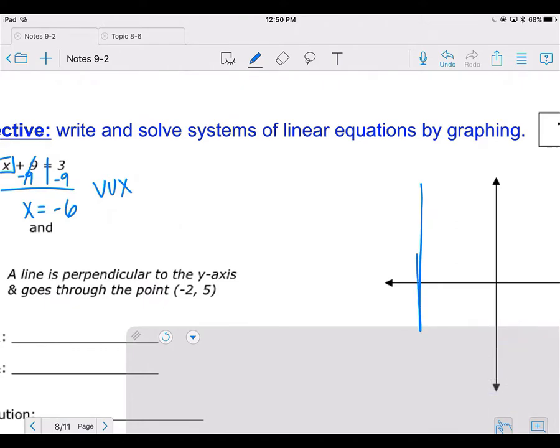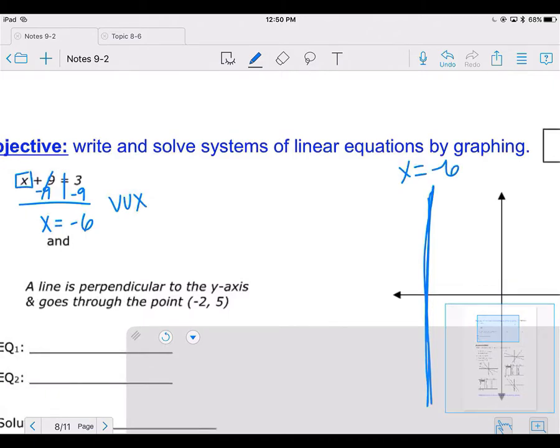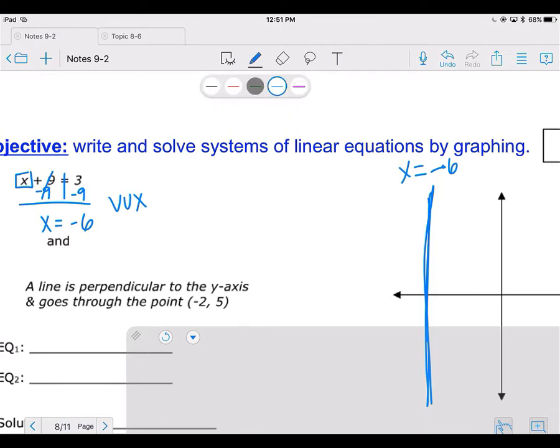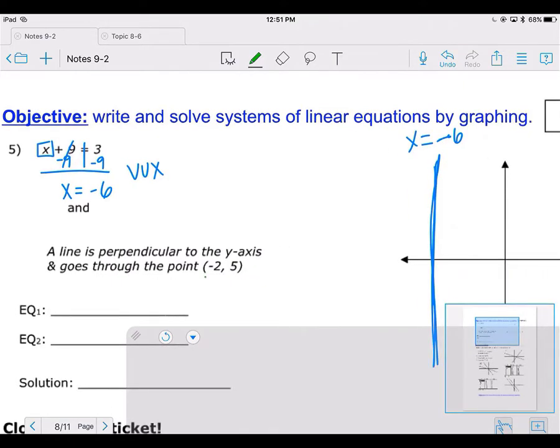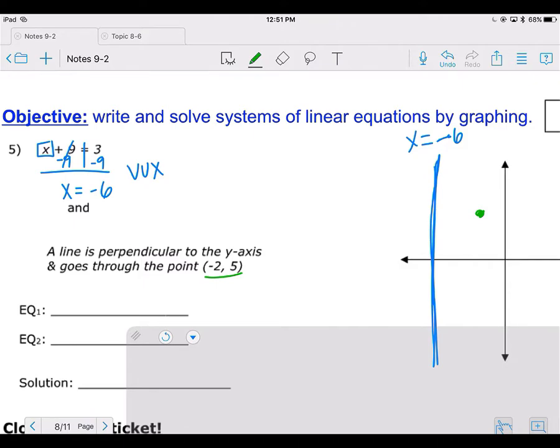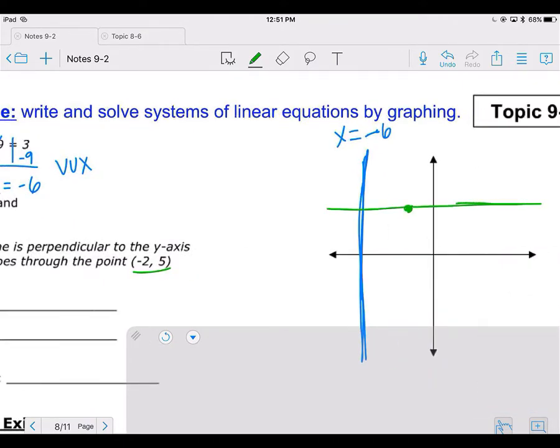I just estimate, go over to -6-ish, and draw a straight up and down vertical line because that's what a VUX is. My second equation is a line perpendicular to the y-axis that goes through the point -2, 5. So I'm going to plot that point. It's a little rough, but just plot it. Perpendicular to the y-axis means it's going to cross through the y-axis.